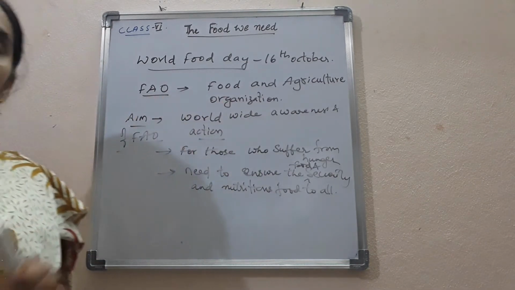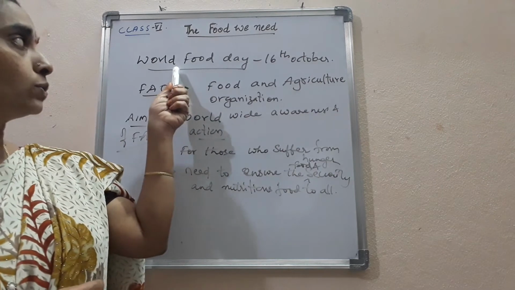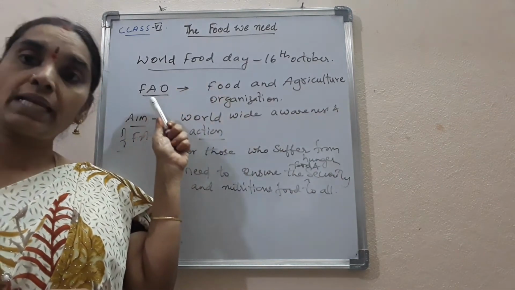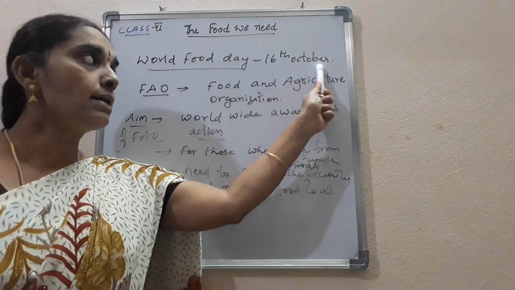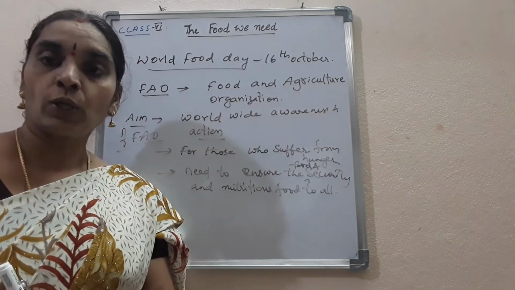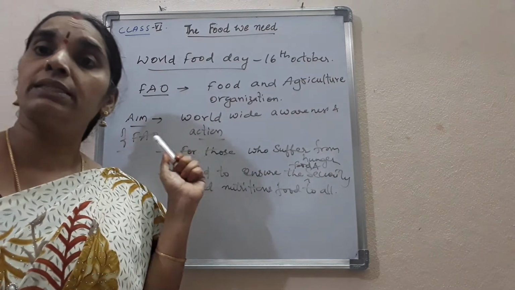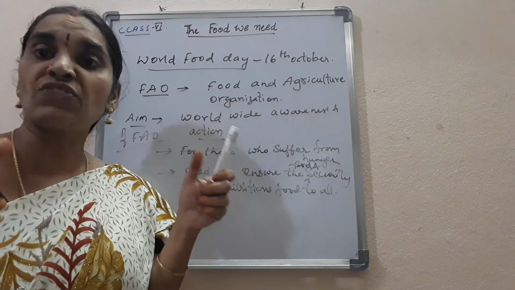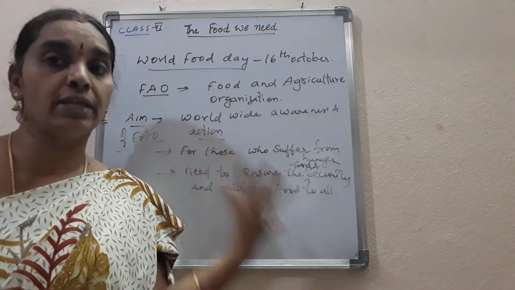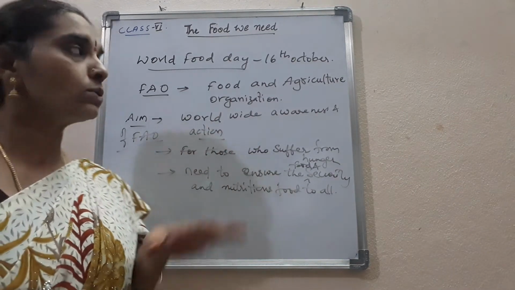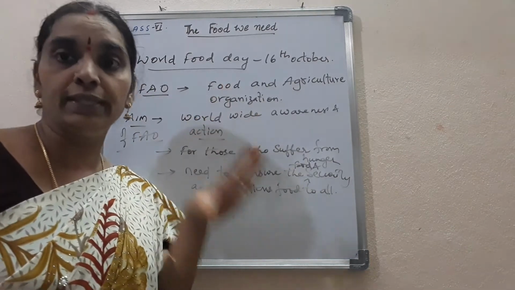Next, World Food Day. It is celebrated on the occasion of the founding date of FAO, which is on 16th October. Okay, children, every year World Food Day has a specific theme of its own and adopts different themes every year. Is it clear, children? So that is about World Food Day.